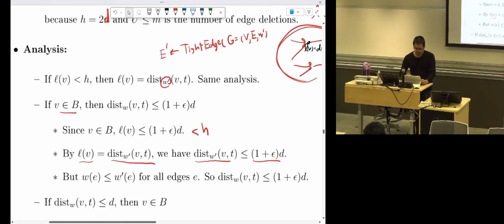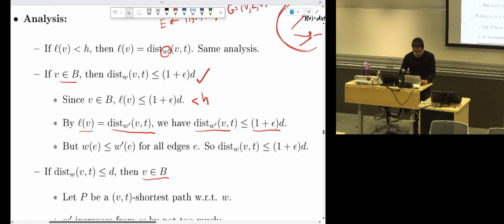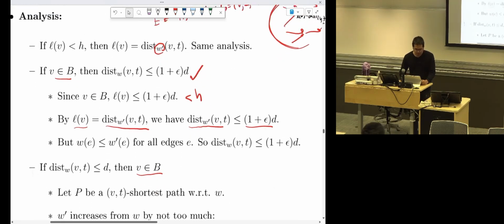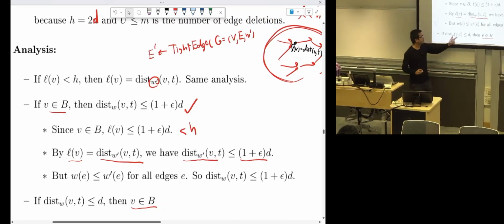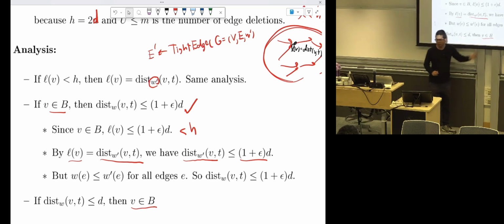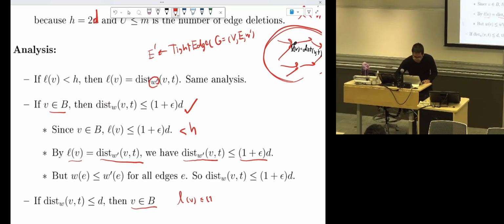So we're done. How about this one? If the distance in W is small, why must it be in the ball? Okay. So the intuition is this: if the distance in W is small, to say that V is in the ball, I need that the level is small. This is an if and only if here, right?